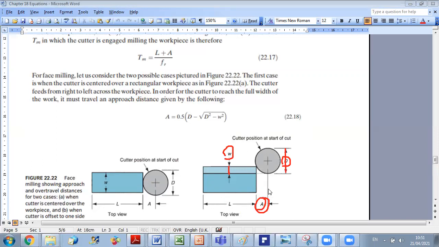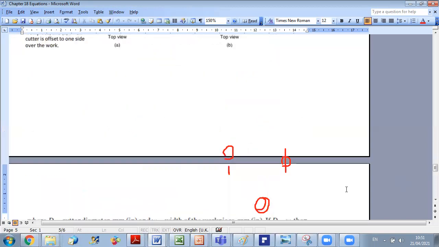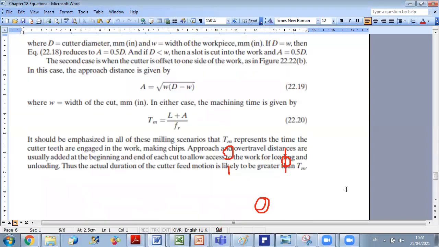So this scenario is as in peripheral milling. In peripheral milling, you want to remove material from just one side. Okay, so you should know what is the depth you want to remove, and you should know the diameter of your cutter. Then you can determine the approach distance A. So the approach distance A in this case can be calculated by the following formula. It's equal to the square root of W times (D minus W). Okay, and in all cases, the machining time will be calculated as L plus A over F.